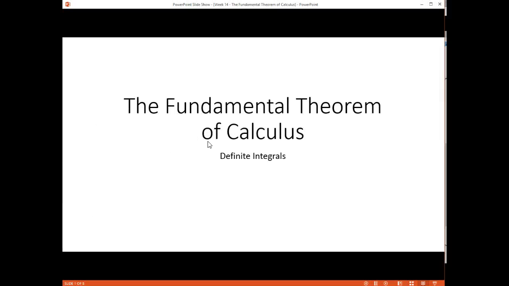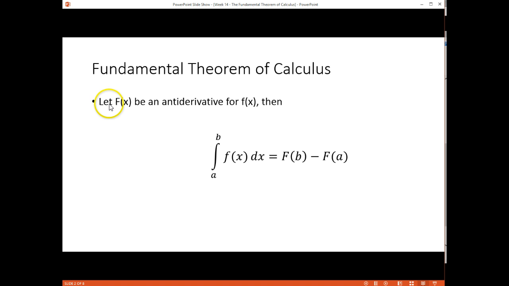We're going to start today by talking about the fundamental theorem of calculus and tie that in with the concept of definite integrals. The fundamental theorem of calculus says: let big F of x be an antiderivative for little f of x. So big F of x is the antiderivative. Then what we do is introduce the concept of a definite integral.